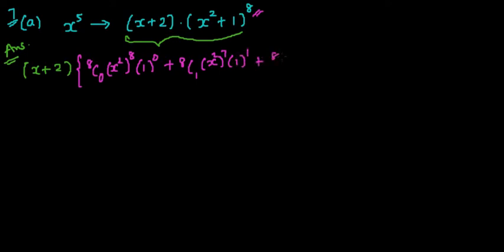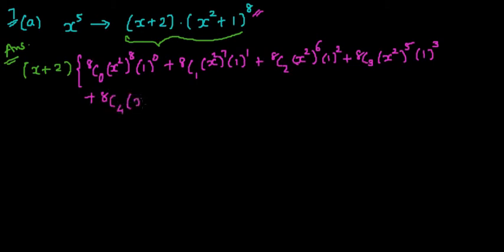Next term will be 8c2, x square will be having 8 minus 2, 6 power, and 1 is having 2 power. Next is 8c3, x square raised to 8 minus 3, that is 5 power, and 1 raised to r, that is 3 power. So it keeps going on. 8c4, x square has 8 minus 4 is 4 power, and 1 has 4 power.